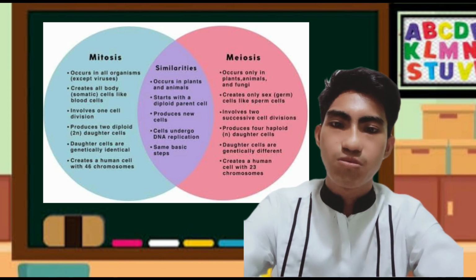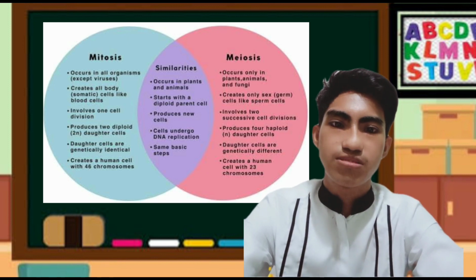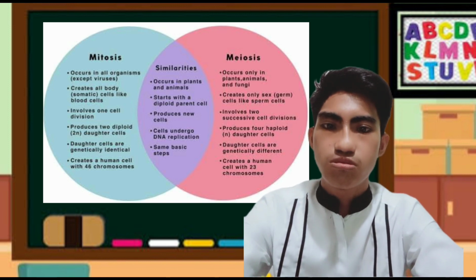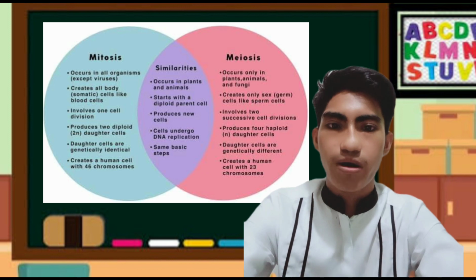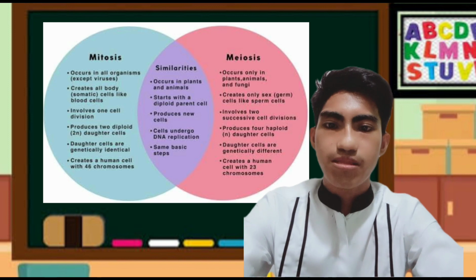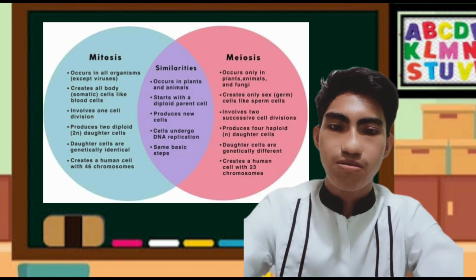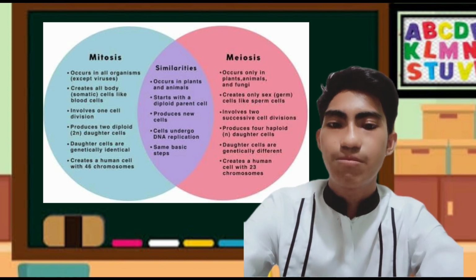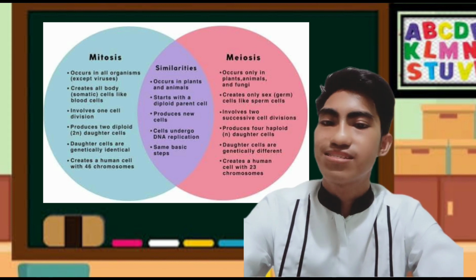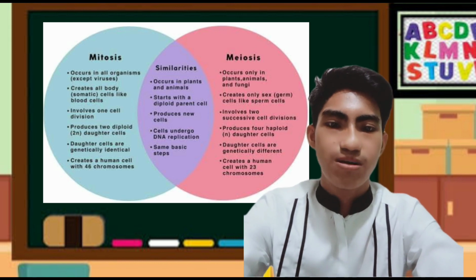Mitosis involves one cell division, while meiosis involves two successive cell divisions, meiosis 1 and meiosis 2. Mitosis produces two diploid daughter cells, while meiosis produces four haploid daughter cells. Mitosis daughter cells are genetically identical, while meiosis daughter cells are genetically different. Mitosis creates human cells with 46 chromosomes, while meiosis creates human cells with 23 chromosomes.